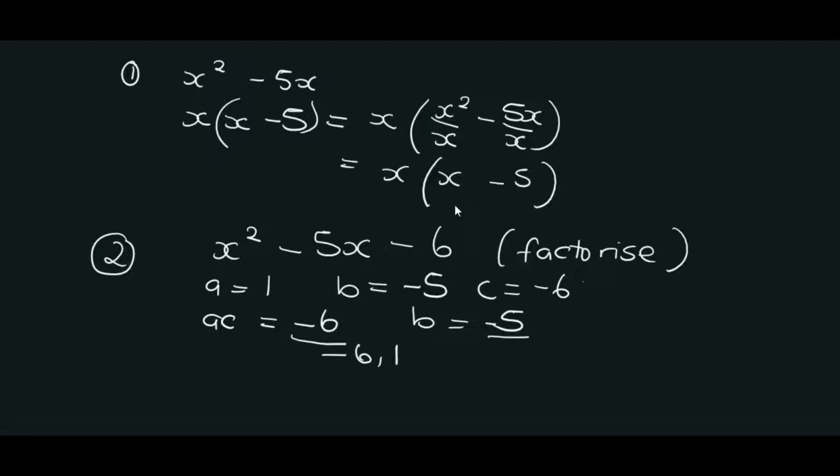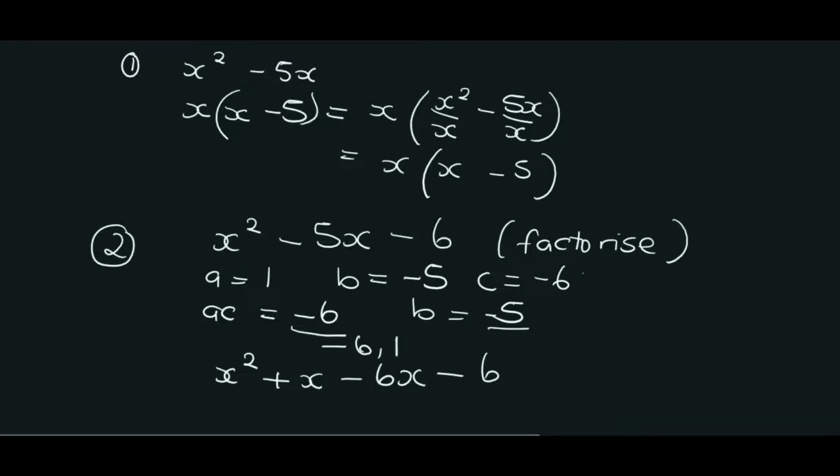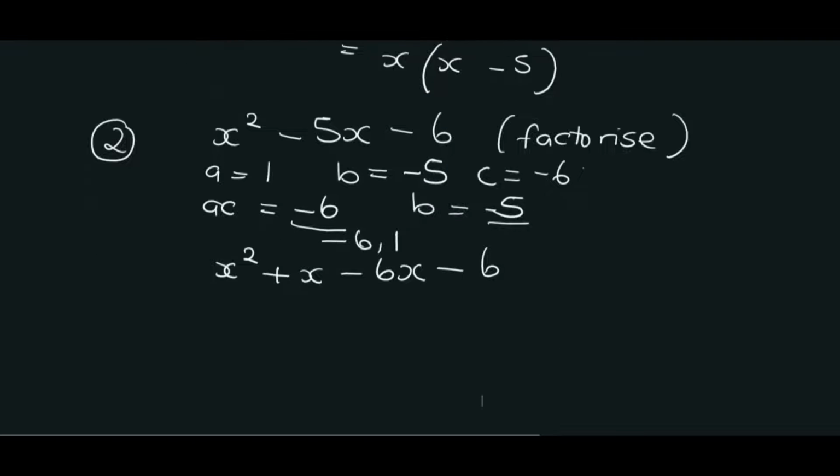Okay. So what do we do after doing this? We replace minus 5x with these 2. So we say that x squared plus x is 1. Here we are taking, so the coefficient of x is 1. Okay, so now we can say that minus 6x, x minus 6x, we're still going to get minus 5x, and then minus 6.